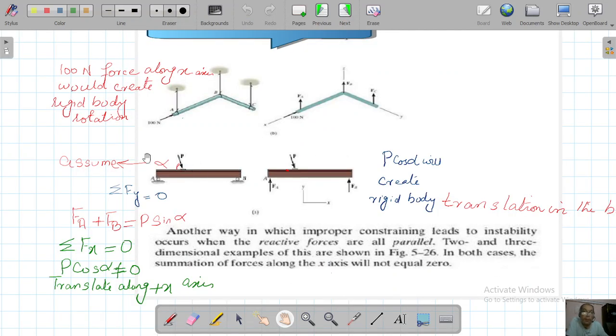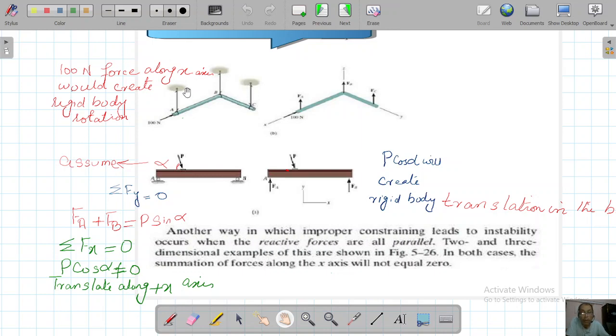Then you have another way in which improper constraining leads to instability, which occurs when the reactive forces are all parallel. For example, in this 3D scenario, they have got x, y and z, and this is all fixed at the roof or any horizontal plate. So you can see that these are all three parallel forces along y. They will create basically instability.